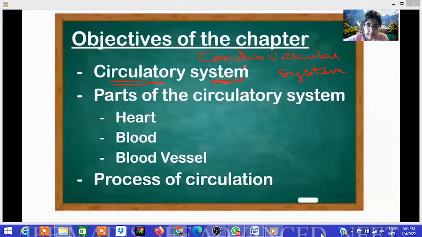Now, there are 3 parts in circulatory system, and you can see them on the screen. The first part, most important part in our body. I mean, all parts are equally important, but heart is at most, because if your heart stops working, your whole body stops working. So the first part of circulatory system is heart. Second is blood. Third is blood vessel.